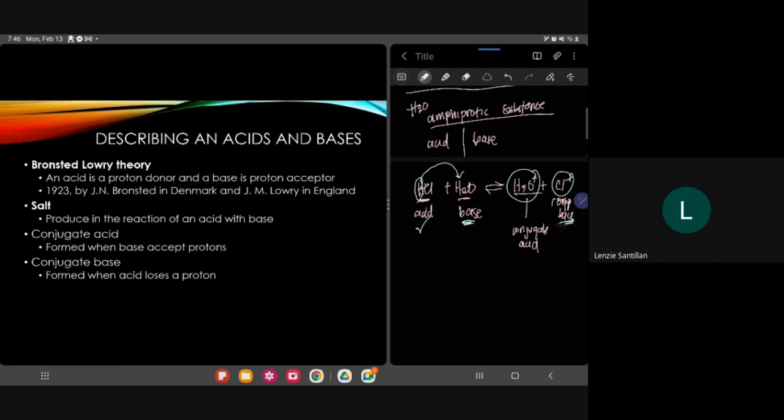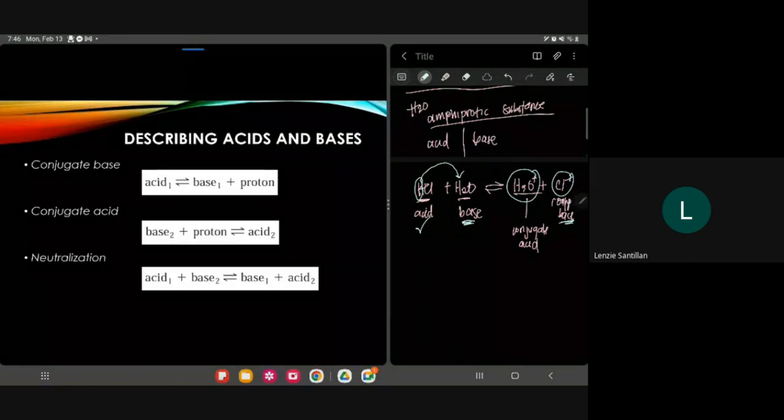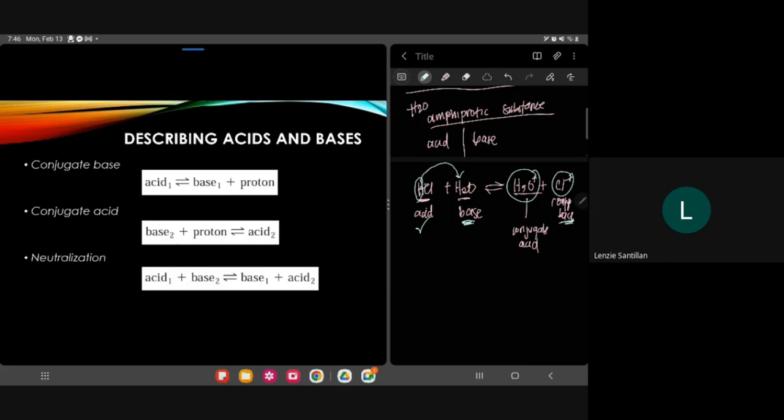Do you understand the Bronsted-Lowry? Okay. So, this is the template for that reaction. Okay. So, this is a conjugate base.